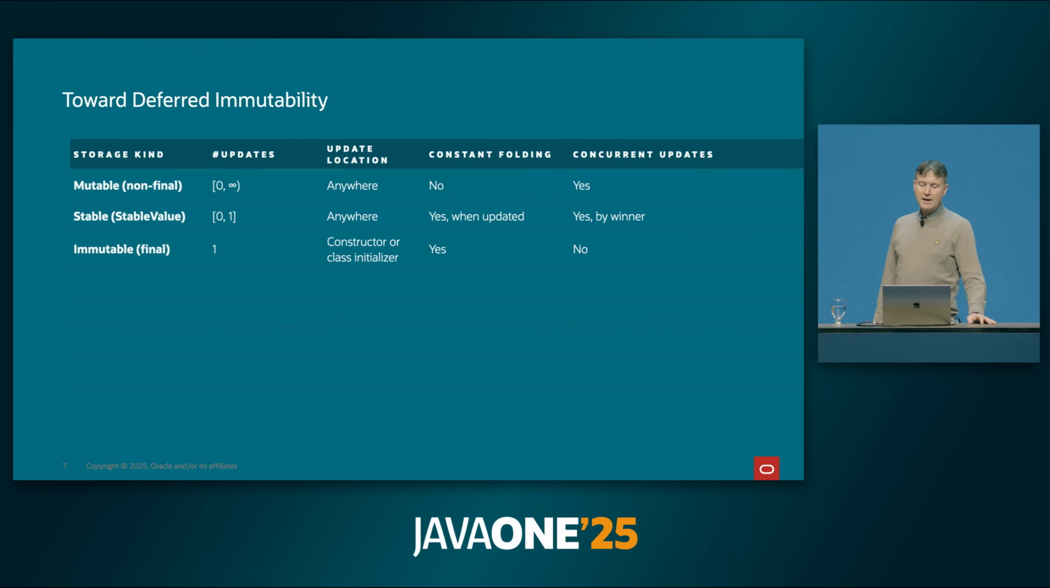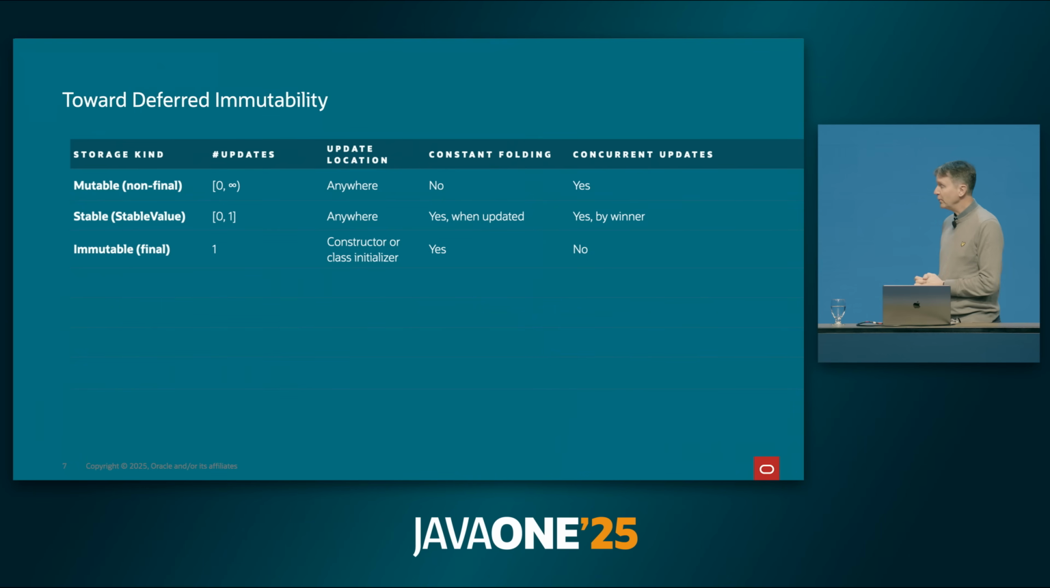Looking at the bottom, we have immutable fields, which are always updated exactly once. It has to be updated in the constructor or the class initializer. But it does provide constant folding. But you cannot do it concurrently because the thread that creates or initializes the class is the thread that's eventually going to set this value. That's inevitable.